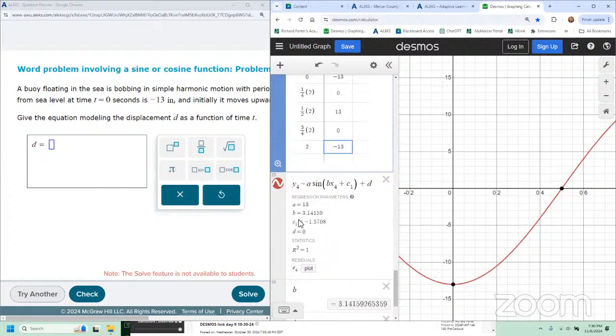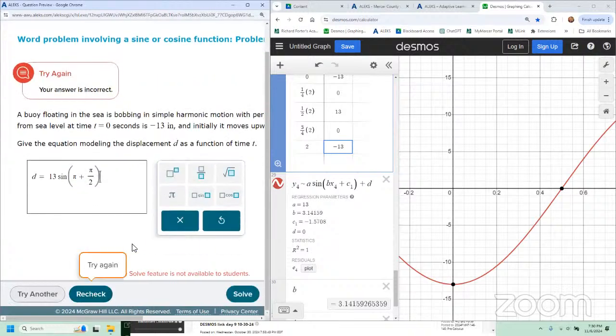Okay, and then you can get the answer from here. It will be D equals 13 sine of, that B is pi. I recognize it. B, that's Bx. C1 is pi over 2. So it's plus pi over 2. And then D is 0, so there's nothing to put in there. Okay.